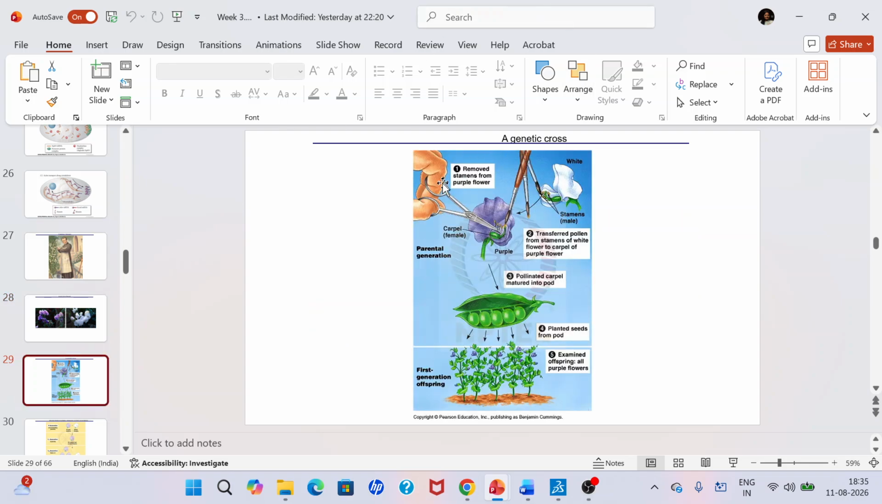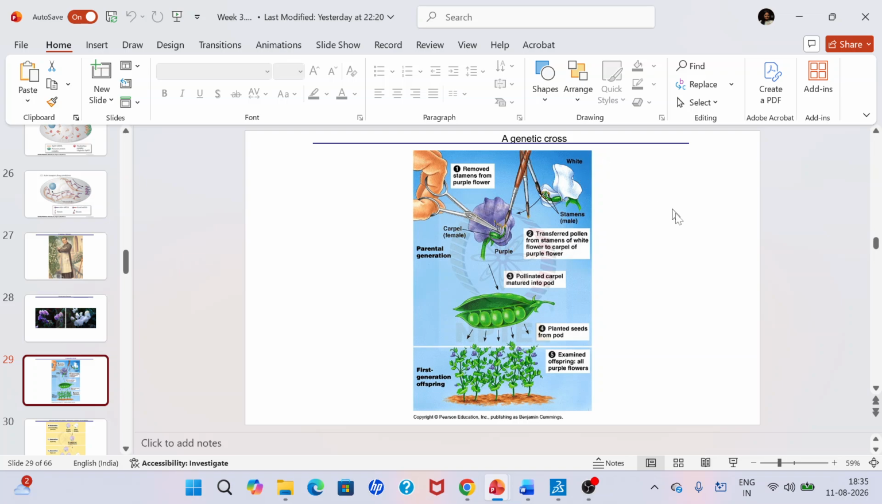So how did he do that? He removed stamens from purple flowers. The stamens are basically the male part of a flower, and ovaries are the female part of the flower. So he removed stamens from the purple flowers and transferred pollen from the stamens of white flowers to the carpel of purple flowers. So the carpel is basically the female part of this plant, and this carpel has a stigma which receives this pollen, and then after that the whole process of fertilization starts.